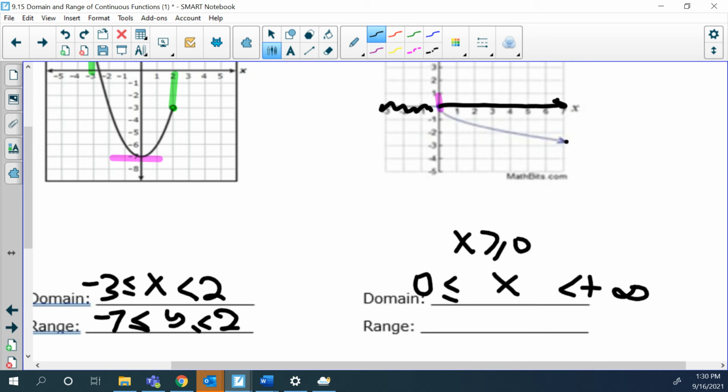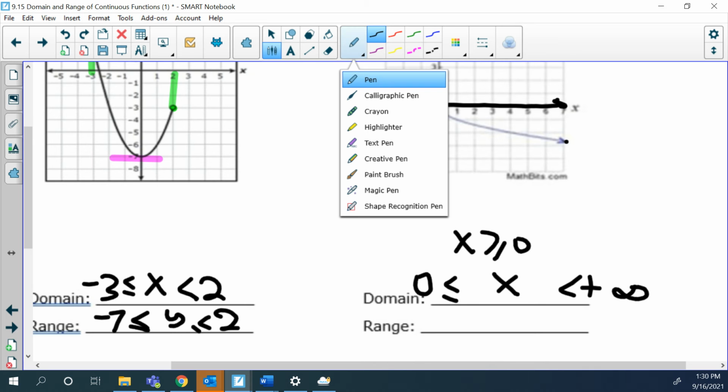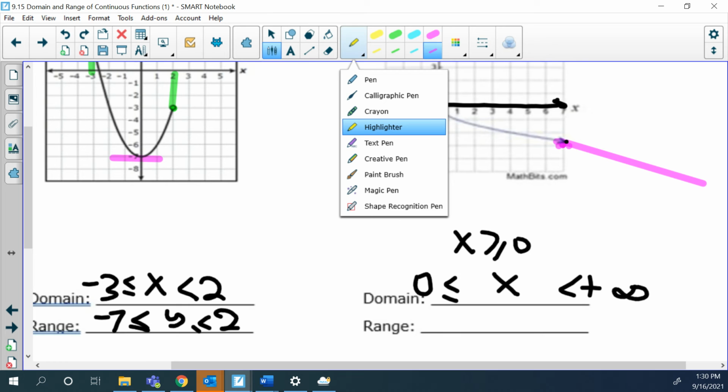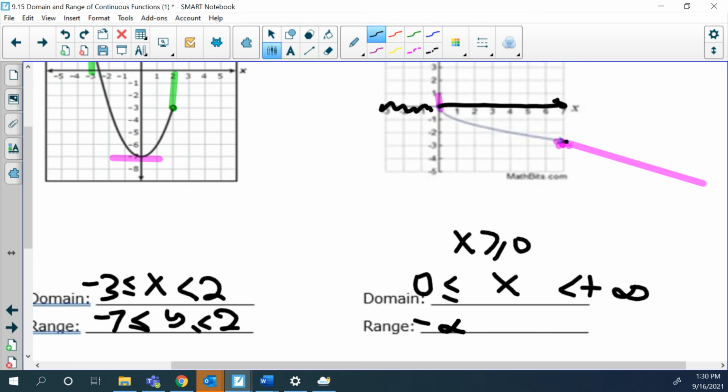And then the range, all right, I'm going to start with the lowest point on the graph. Where's the lowest point on this graph? Well, you think it's going to be here, but not really. It doesn't have a low point. It keeps on going, so there's no low point. So it goes to negative infinity. So my low point is going to be negative infinity, and then we use less than.